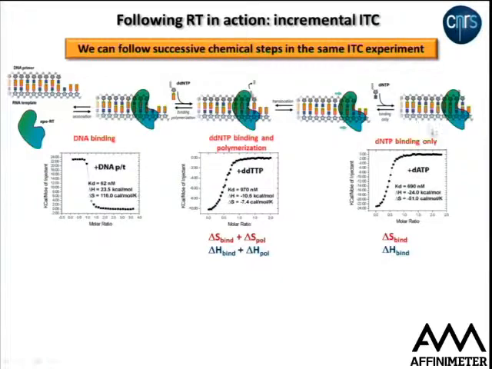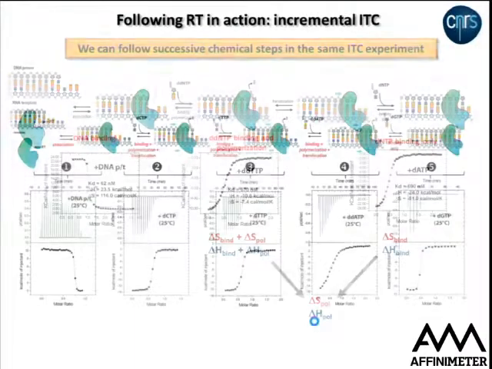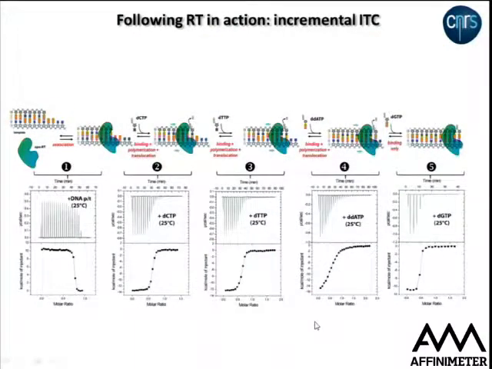So with the third titration, we have access to thermodynamic parameters of the incoming nucleotide binding only, in absence of the catalytic reaction. And the difference between these two reactions yields thermodynamic parameters for the polymerization reaction, the chemical step, in absence of binding. And this you cannot get by any other approach. So using this incremental ITC approach, we could follow up to 5 consecutive reactions on the same sample.